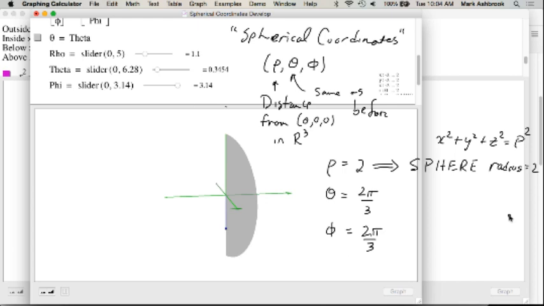So this is why it's called spherical coordinates, because it's the easiest way to express a sphere. If you want a sphere centered at the origin, it's just constant rho. Rho equals whatever radius you have. That's why it's spherical coordinates, because it's based on spheres.